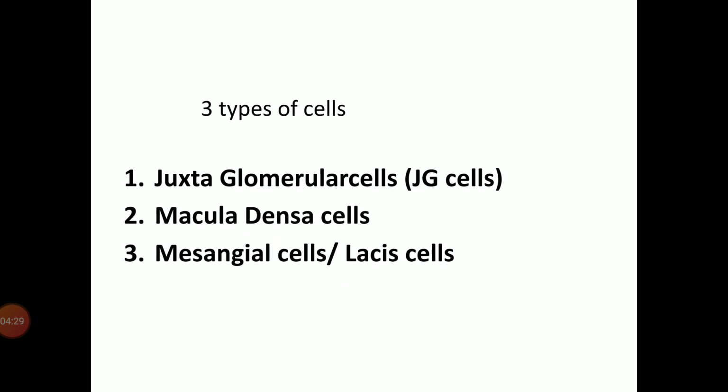As you can see, the types of cells present in this apparatus are the juxtaglomerular cell, the macula densa cell, and the mesangial cell or the Lacis cell. So even though we call it the juxtaglomerular apparatus, it is not a separate apparatus present inside the kidney, but just a combination of these specialized cells. They work together so that glomerular filtration through the capillaries can be regulated in a normal way.